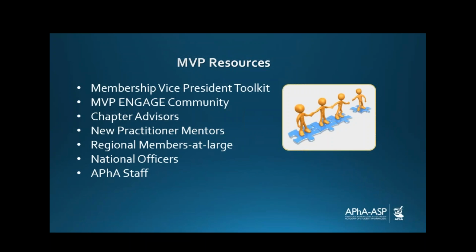So like we've already talked about with the MVP engaged community, but I want to run through a couple quick ones before I get to that. So the Membership Vice President Toolkit found on pharmacist.com, working with chapter advisors, new practitioner mentors, if you guys were able to join in on that webinar earlier in the week. Definitely a great place to start. If your chapter doesn't have one of those, I would encourage you to work on getting a new practitioner mentor and helping to incorporate them into recruiting members and also utilizing them and maximizing member benefits.